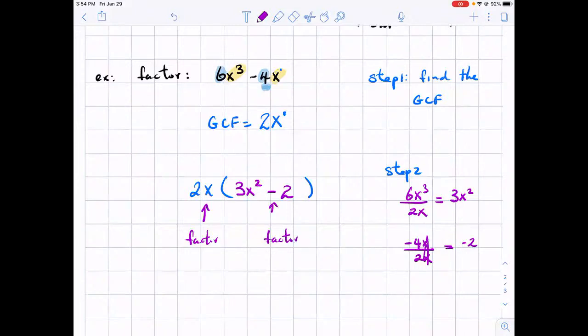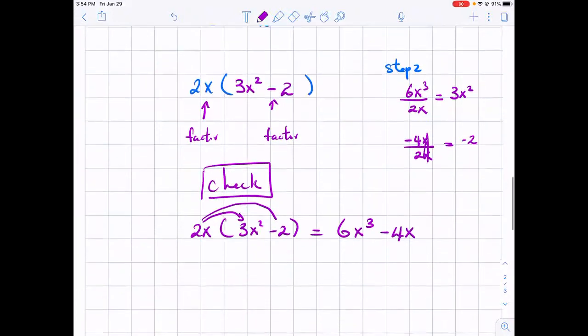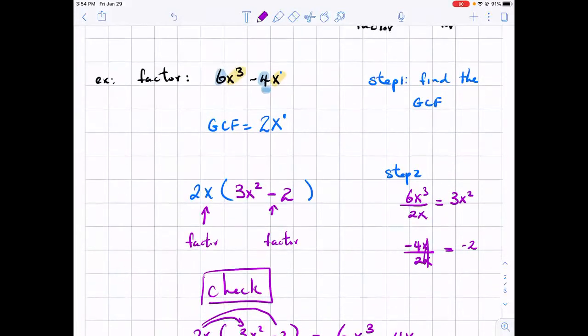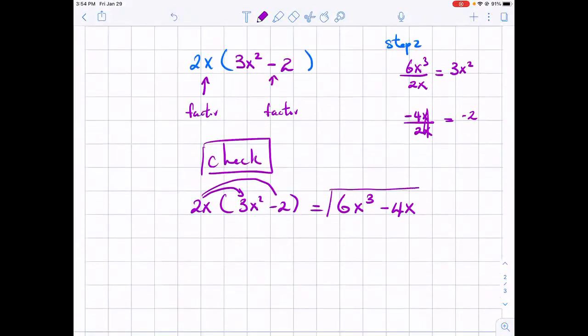And you can do your check. You can perform a check. If you multiply those two factors, if you take 2x and you multiply it by 3x squared minus 2, 2x times 3x squared becomes 6x cubed. And 2x times minus 2 becomes minus 4x. And that's exactly what we started out with, right? 6x cubed minus 4x. Yeah? So this is our check.